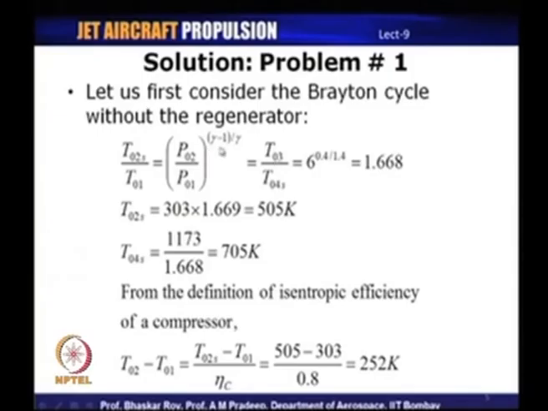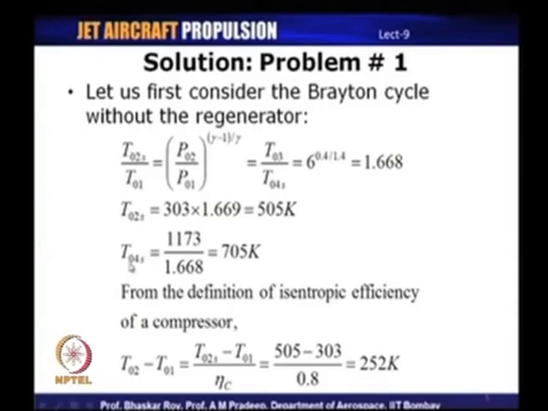So, if gamma is equal to 1.4, then we have 6 raised to (1.4 minus 1), that is 0.4, divided by 1.4, which is 1.668. So, we get T02S, which is the stagnation temperature at the end of compression for an isentropic process, equal to T01 multiplied by this. So, we get T01 into 1.668. So, that is 505 Kelvin.